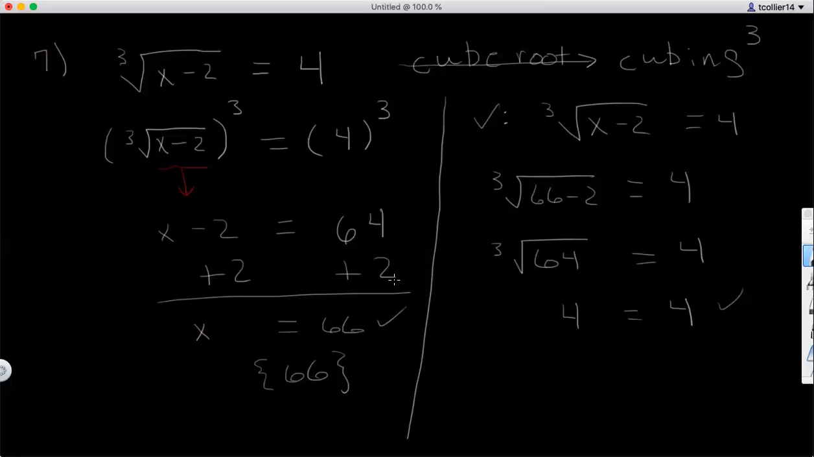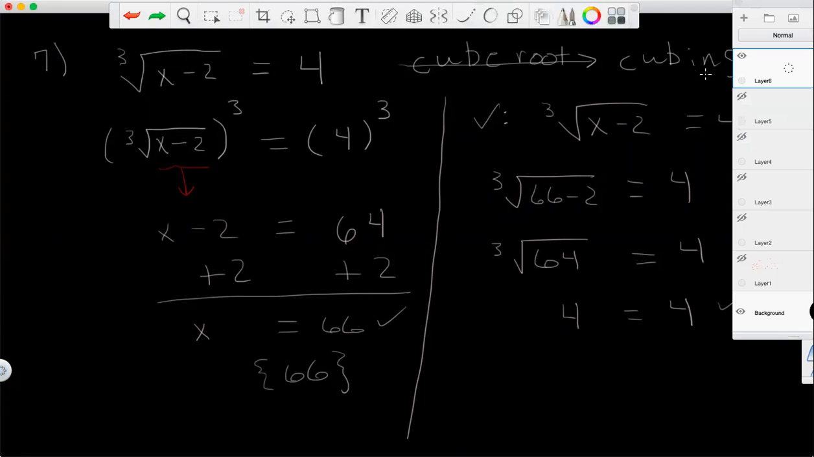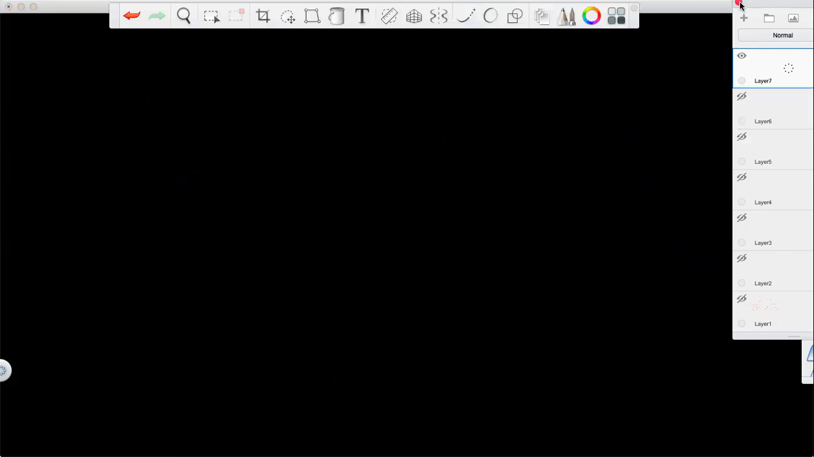All right, let's look at 8. Okay, so how did I do this? Oh yeah, layers. Good. Okay, number 8. I'm going to change to the ink pen.